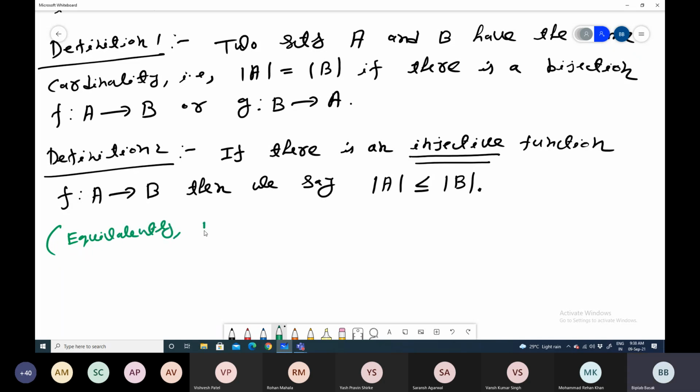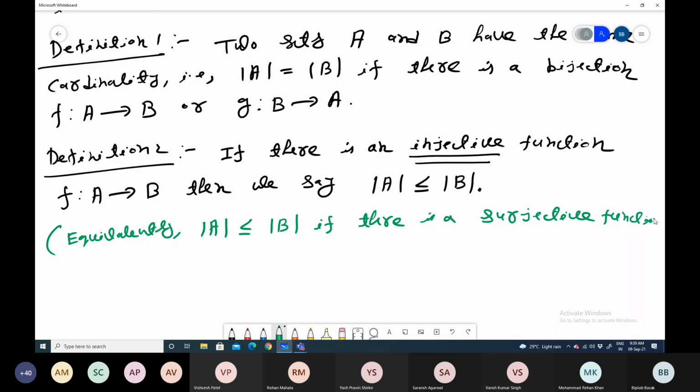Equivalently, we will say that cardinality of A is less than or equal to cardinality of B if there is a surjective function, say g from B to A. Okay, so we will prove this today only. But for the definition purpose, I am mentioning this one as well.